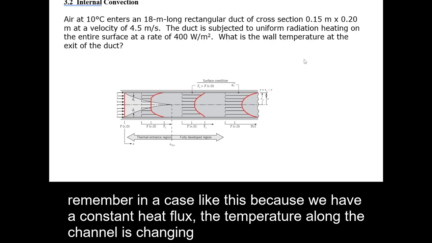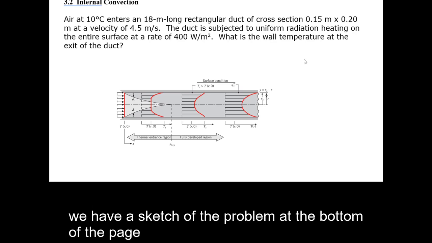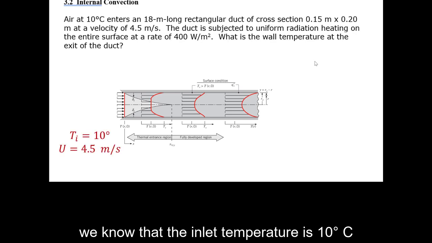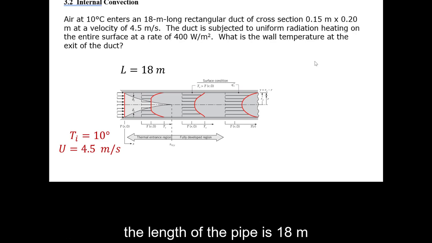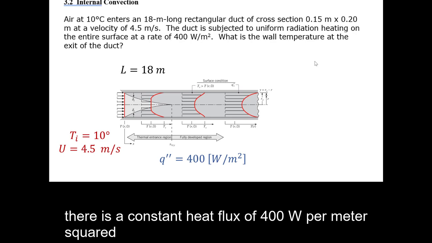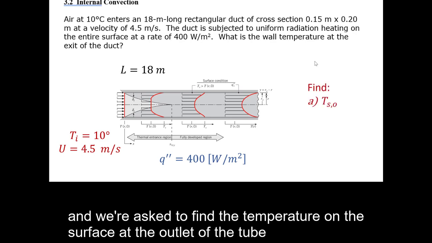Remember, in a case like this, because we have a constant heat flux, the temperature along the channel is changing. We have a sketch of the problem at the bottom of the page. We know that the inlet temperature is 10 degrees Celsius and the velocity of the fluid in the pipe is moving at 4 meters per second. The length of the pipe is 18 meters. There's a constant heat flux of 400 watts per meter squared. And we are asked to find the temperature on the surface at the outlet of the tube.